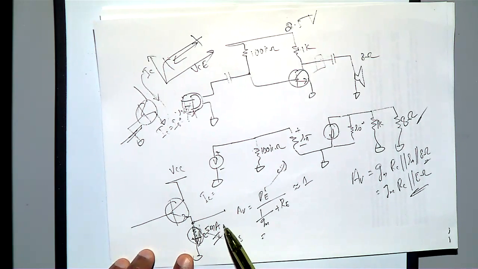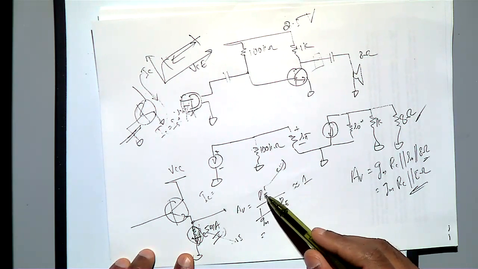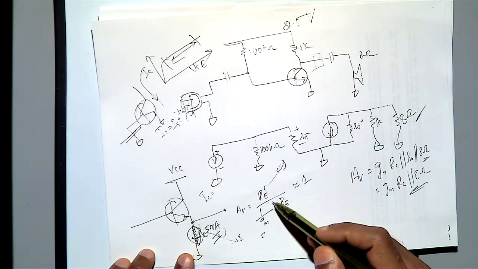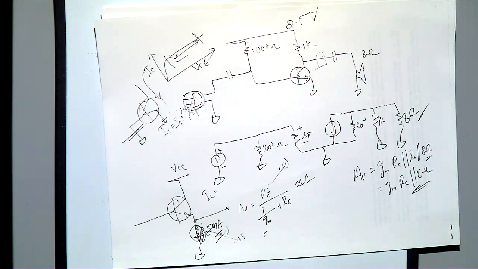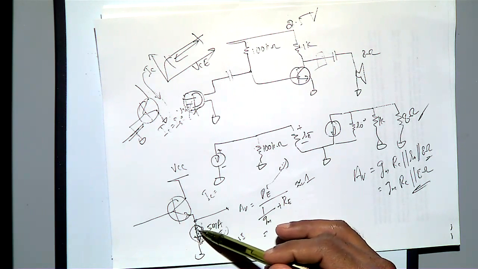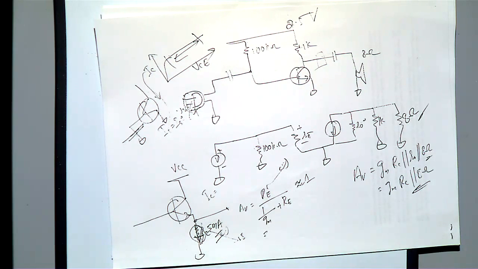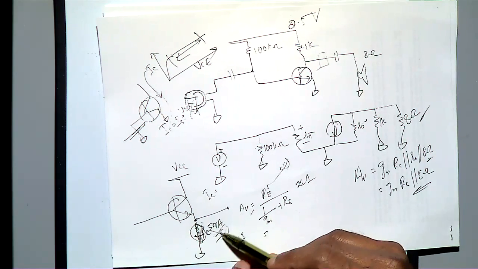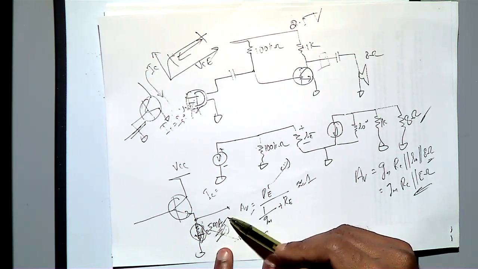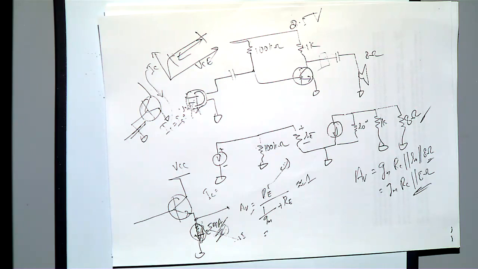The advantage is, when R is very, very high, your gain is approximately equal to 1, meaning you are getting a voltage gain of nearly 1. So that is the reason people connect a current source here, and the reason we have connected a current source here. Another thing is, when you connect a current source, you can decide what current is required. Here I have taken 5 milliamps as an example.